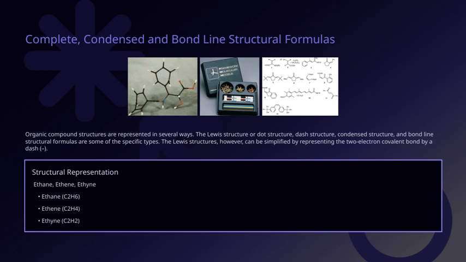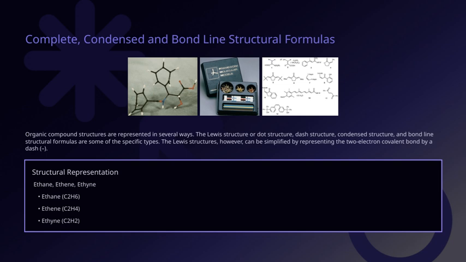Now, focusing on Lewis structures, we can simplify them further by representing two-electron covalent bonds with just a dash. This makes the structure cleaner and easier to understand, especially when dealing with larger molecules. Understanding these different structural representations is crucial because each provides unique insights. For example, Lewis structures help us see electron pairs, while bond line formulas offer a clear view of the molecule's backbone.